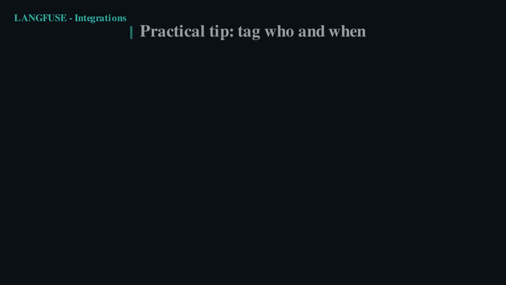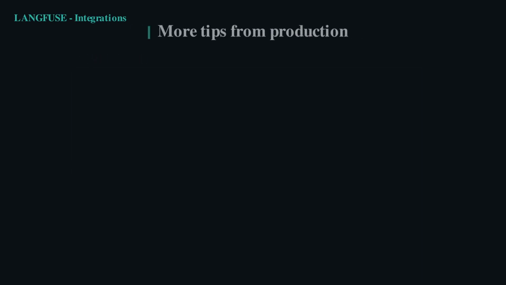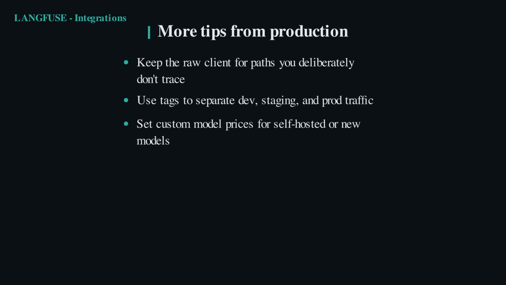Always tag calls with a user and a session ID. In LangChain, you pass them as metadata keys, then Langfuse can group a whole conversation and break costs down per user. Keep the unwrapped client around for code you deliberately do not want traced, and use tags to split environments. If you run a self-hosted or brand new model, add its price in the model list so cost tracking stays accurate.